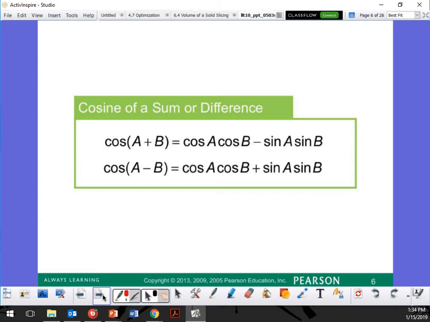Okay, so now I want you to pay close attention to signs here. So for the cosine, for adding together two angles, this one is a minus sign. So if this is subtraction, this is a plus sign.